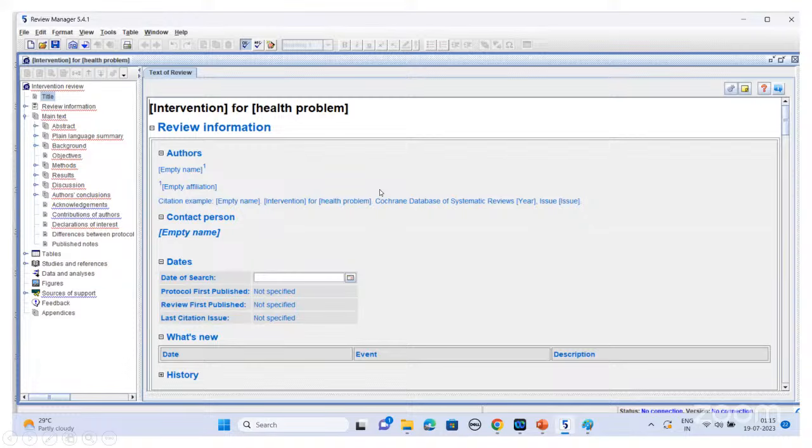Now, one by one, for authors, you have to put the names of the authors of that study. One by one, you can easily do that. You can get that in the YouTube video also. This is very easy to understand.